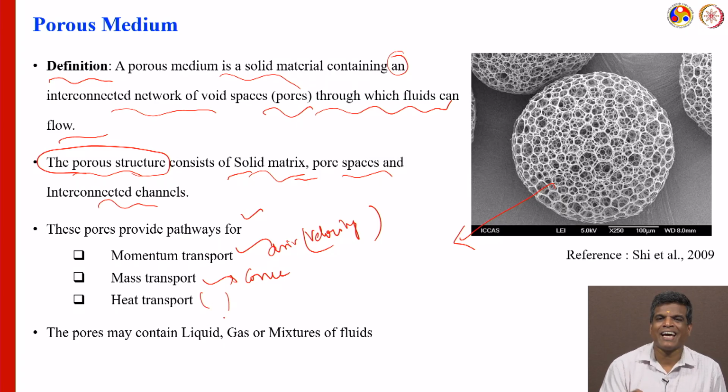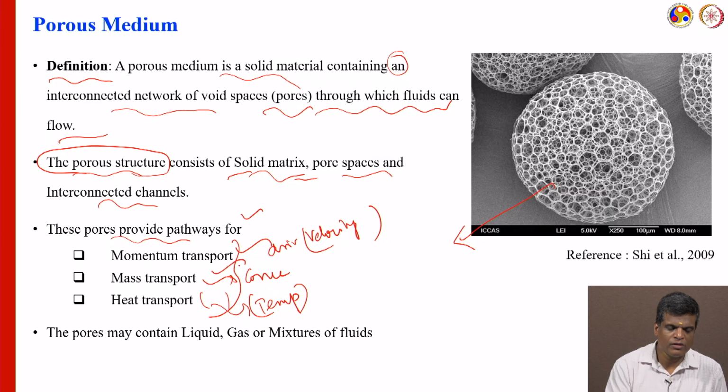The last one is heat transport, where the driving force is temperature. So, these pores provide the pathway for all three types of transfer: momentum, mass, and heat transport. The pores may contain liquid, gas, or a mixture of fluids.